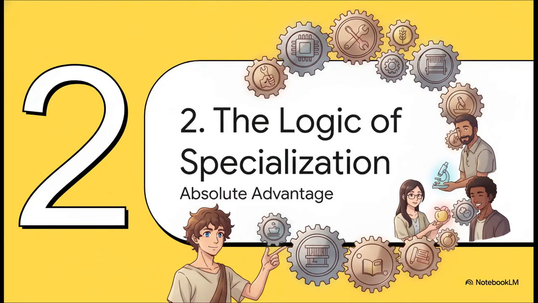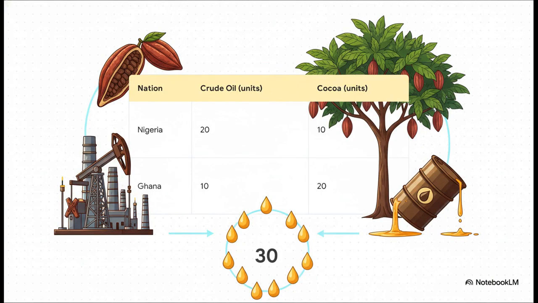So this whole idea of doing what you're good at, well, Adam Smith actually gave it a formal name. He called it absolute advantage. And it's really the best place to start. It's the most intuitive way to understand why everyone wins when we specialize. Let's just look at a super simple example.